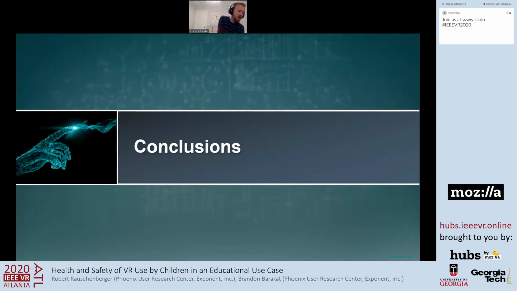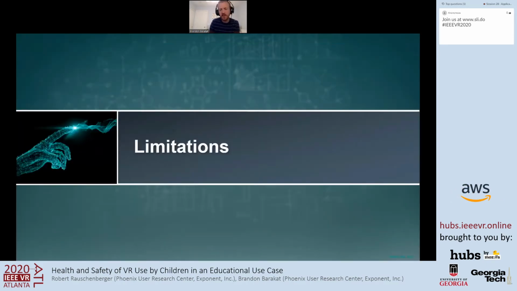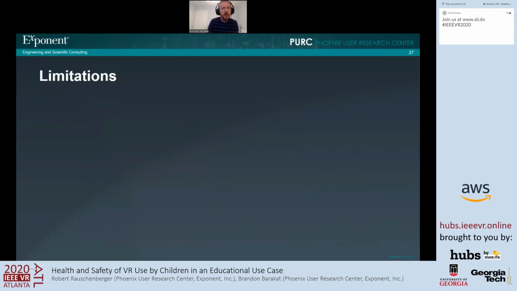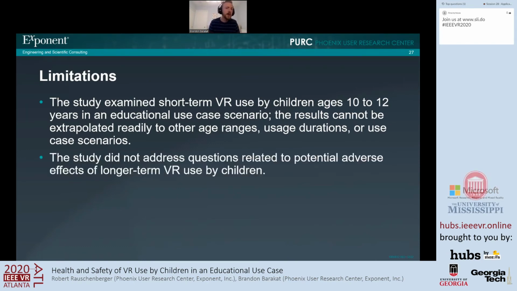So some conclusions. Overall, we find that these measures indicate that when used responsibly, modern VR devices seem to be safe for kids to use in an educational use case scenario, which is great. There are, of course, limitations that should be considered. One of which is the fact that this study was designed specifically to assess short-term VR use by a specific age range and a specific use case scenario, so you wouldn't want to extrapolate outside of these study parameters. You would need to do some follow-up research for that, of course.